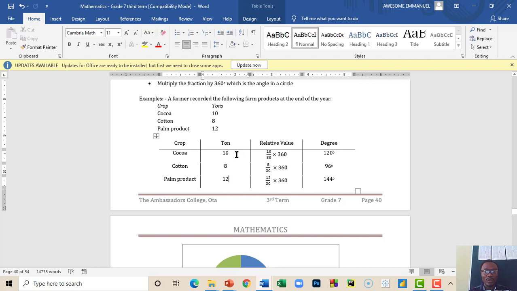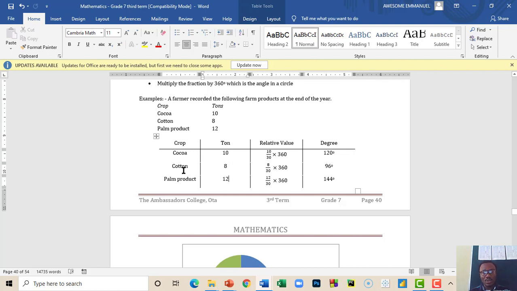Before we get the relative value, I have to get the total of the crops we have here. So 10 plus 8 plus 12 will give us 30. To convert this 10 tons to an equivalent of degree, what we're going to do is 10 over 30, then multiply by 360. I'm multiplying by 360 because the total number of angles in a circle is 360 degrees. So 10 over 30 times 360 will give us 120 degrees. In other words, we have converted this 10 tons to a degree equivalent of 120.